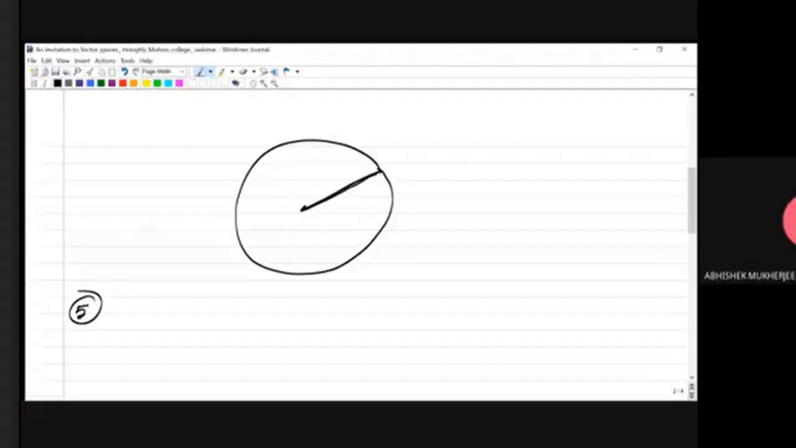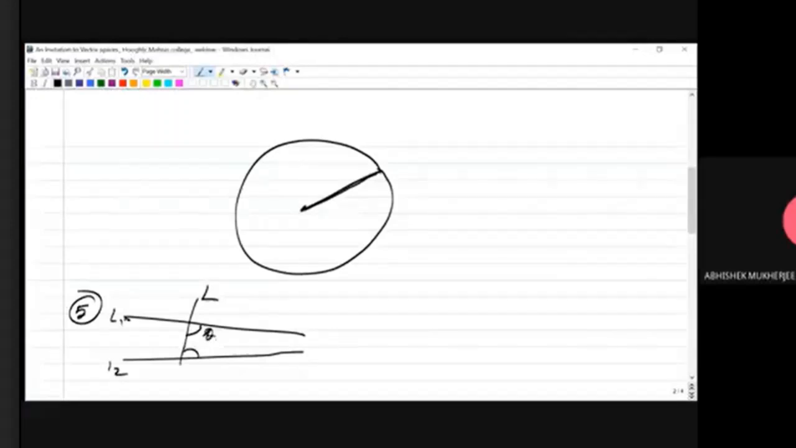So the fifth postulate is like that: if one straight line falls down on two straight lines, suppose this is L1, this is L2, and this is your L. And if the angles, this one and this one, suppose it is theta and phi, then if their sum is less than 180 degrees, then the conclusion is that the straight lines L1 and L2, if produced indefinitely, will meet on that side of which the angles are less than two right angles.